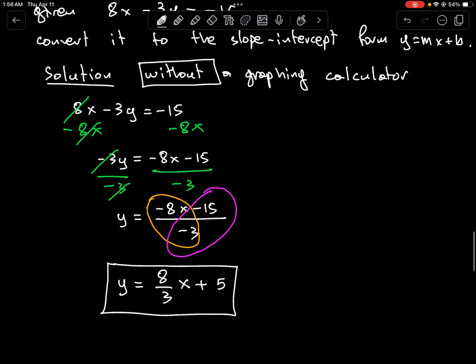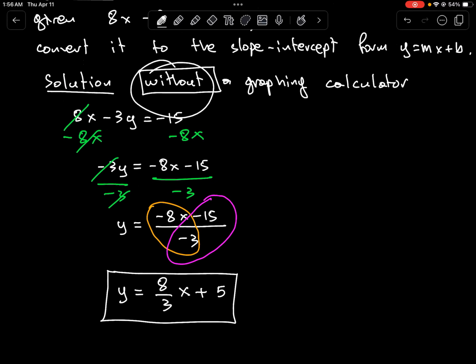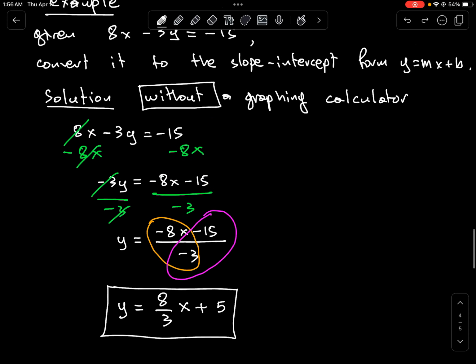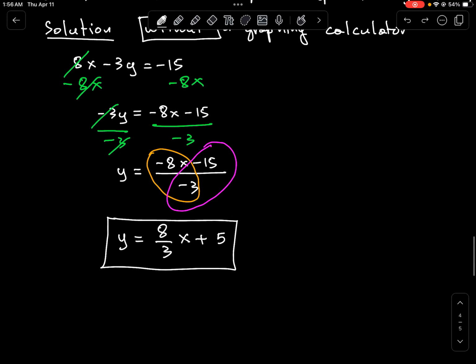So this is how you would solve it without a graphing calculator. Now let's see how we would solve it with a graphing calculator, and how much algebraic work it saves me from. Because you still have to do work, but it's not going to be all algebra. It's 8x minus 3y equals negative 15. So let's do the solution with a graphing calculator.